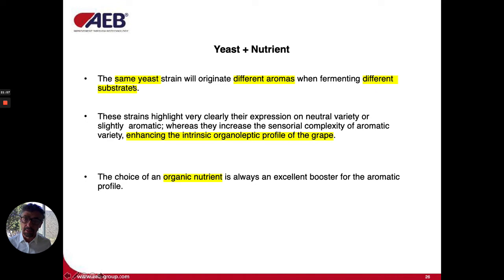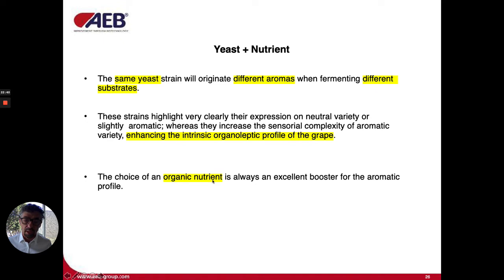In fact, the same yeast strain will originate different aromas when fermenting different substrates. That's why fermenting different grapes with the same yeast will give you different aromas, because the substrate changes as the yeast stays the same. When we add a nutrient, we're actually adding a substrate, so we have to consider that. It's not that the nutrient will impact the aromatics so much that we're going to completely make a different wine. The nutrient will just enhance what the variety has to express.